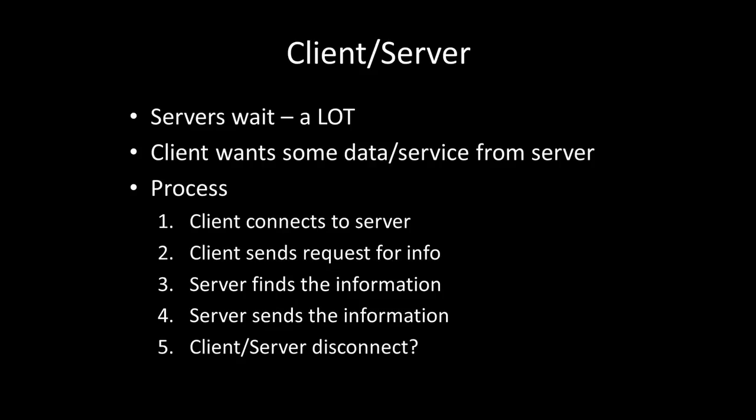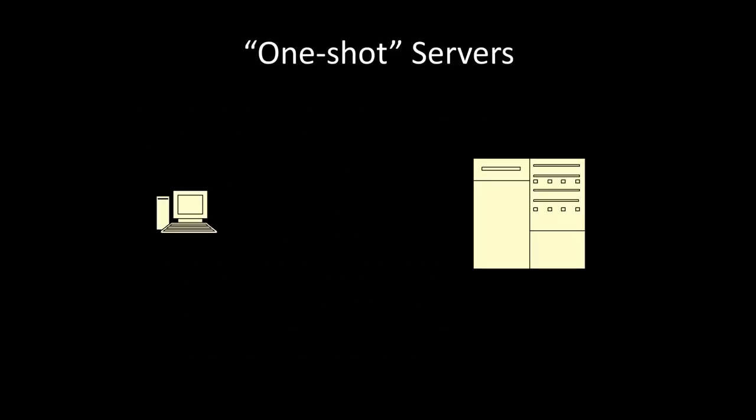It's also important to understand that we have a client-server relationship. Now a server has a lot of information on it, and it spends most of its time waiting. A client, on the other hand, wants some data or some kind of service from a server. So generally what's going to happen is that the client is going to establish a connection with the server. The client then sends the request for the kind of information they're looking for. The server finds that information, and then it sends it back to the client. Now depending on the protocol, the client and server may disconnect at this point.